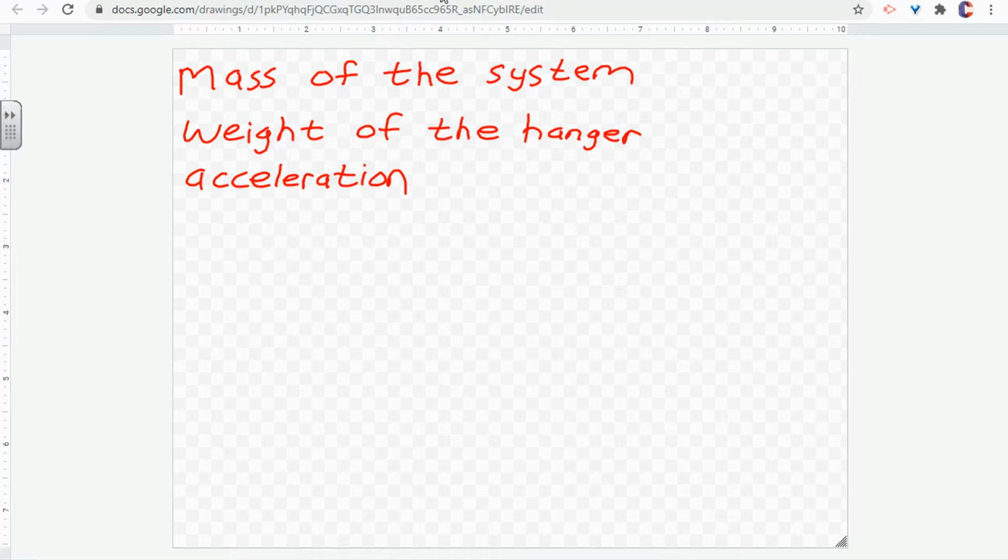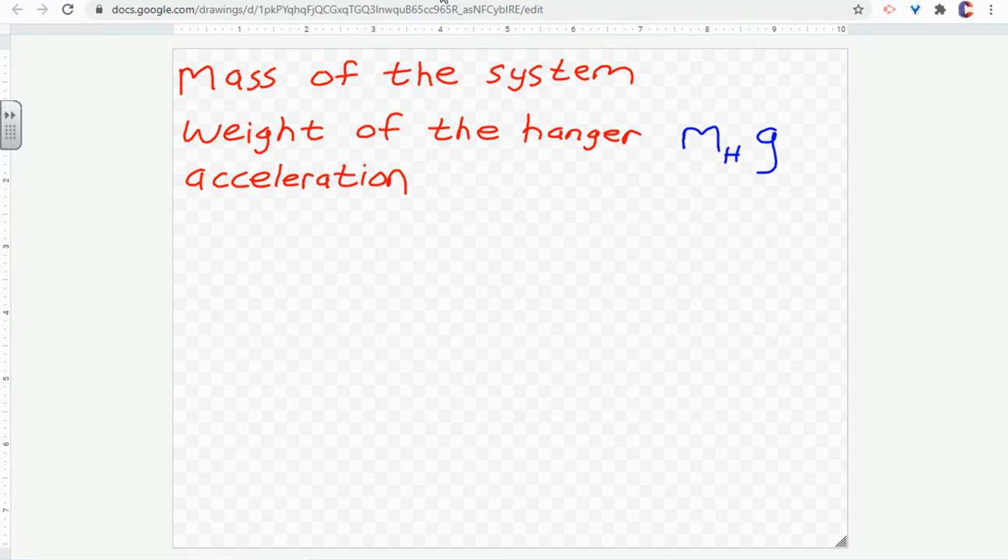So the weight of the hanger is the force of gravity that is acting on the hanger, which is causing the entirety of the system to accelerate. To calculate the weight of the hanger, you need to know the mass of the hanger, and you're going to multiply that by g. In this case, we're going to use 9.8, because we want the acceleration due to gravity to be an exact value in a lab situation.